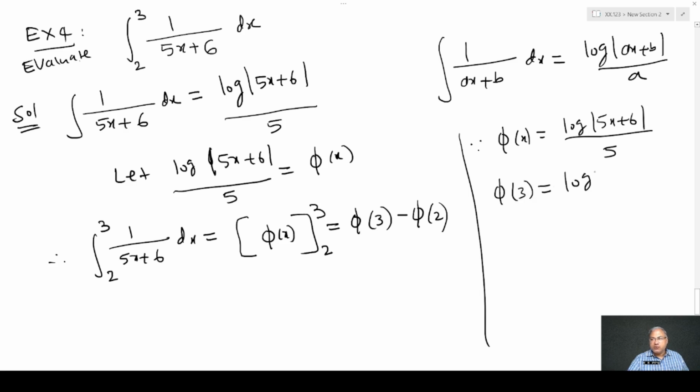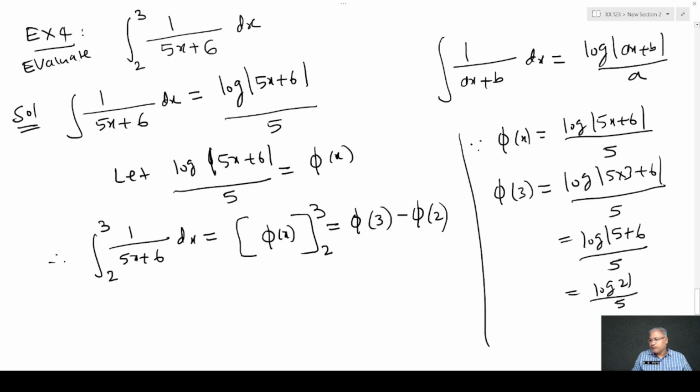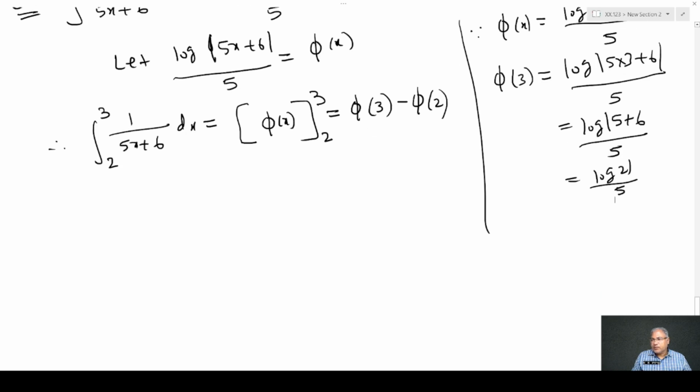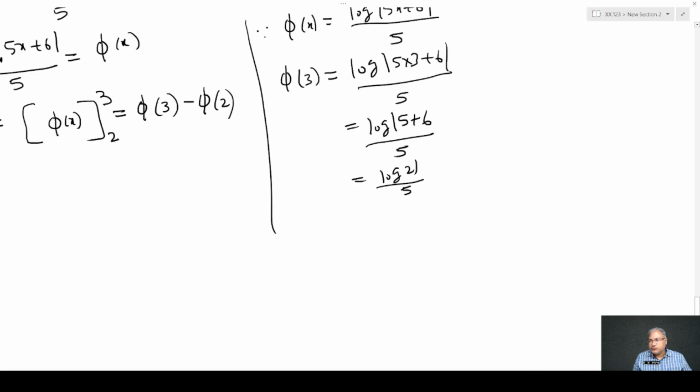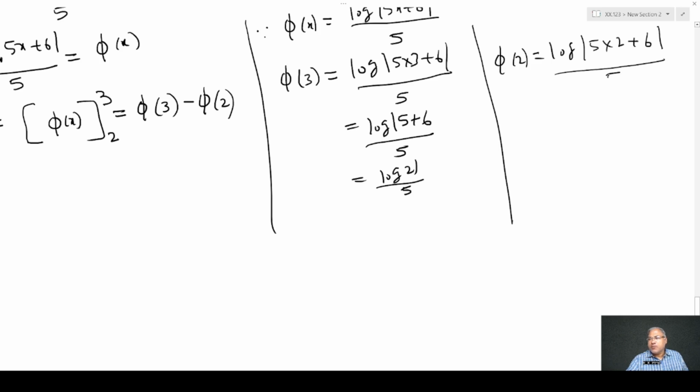Since phi of x equals to log of 5x plus 6 upon 5, therefore phi of 3 equals to log of 5 into 3 plus 6 upon 5 equals to log 15 plus 6 upon 5 equals to log 21 upon 5. Now we need to find phi of 2. Phi of 2 equals to log of 5 into 2 plus 6 upon 5 equals to log 10 plus 6 upon 5 equals to log 16 upon 5.